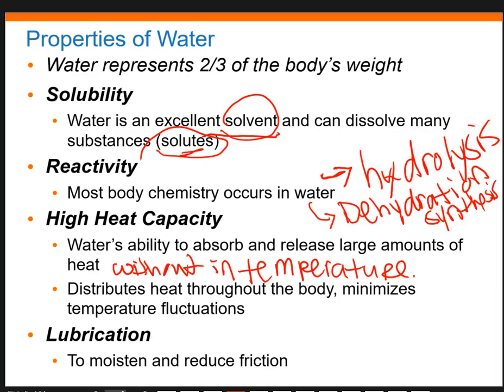Finally, water is really great at lubricating surfaces. So most of our tissues and cells, organs are surrounded by water. And this water provides moisture and reduces friction so that we don't damage our tissues as they move. You don't want your organs to be rubbing up against each other like a rug burn, right? So we coat everything in water. And because water is good at lubricating things, it decreases the rub, it decreases the friction so that our tissues don't get damaged.